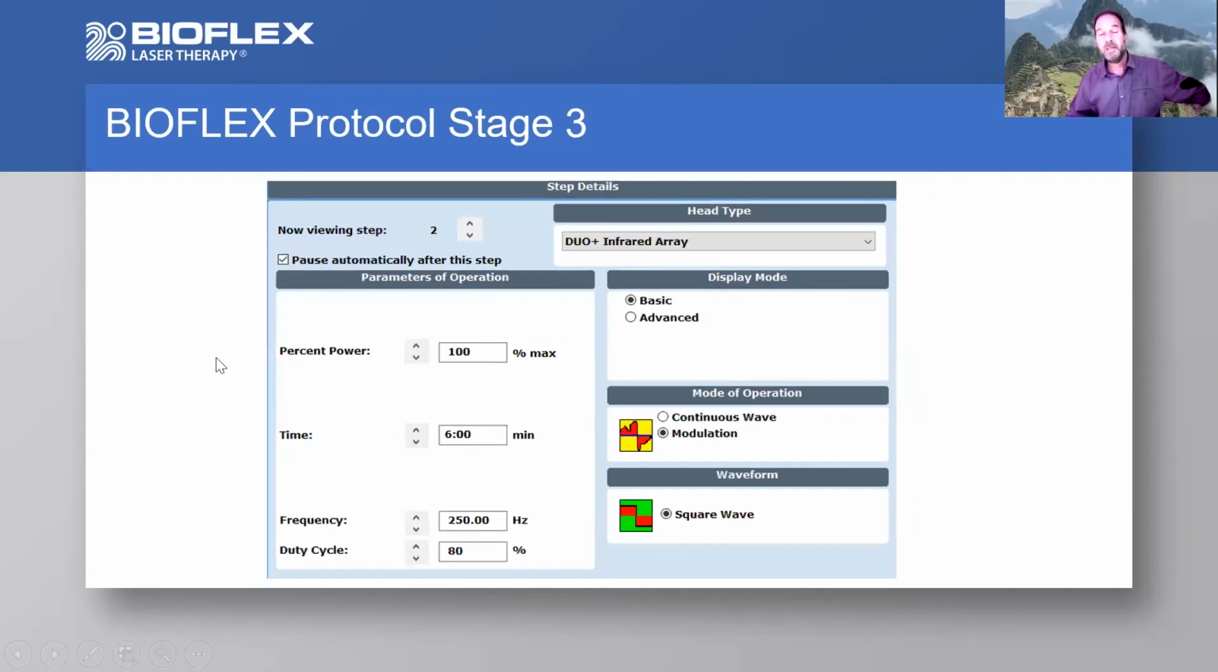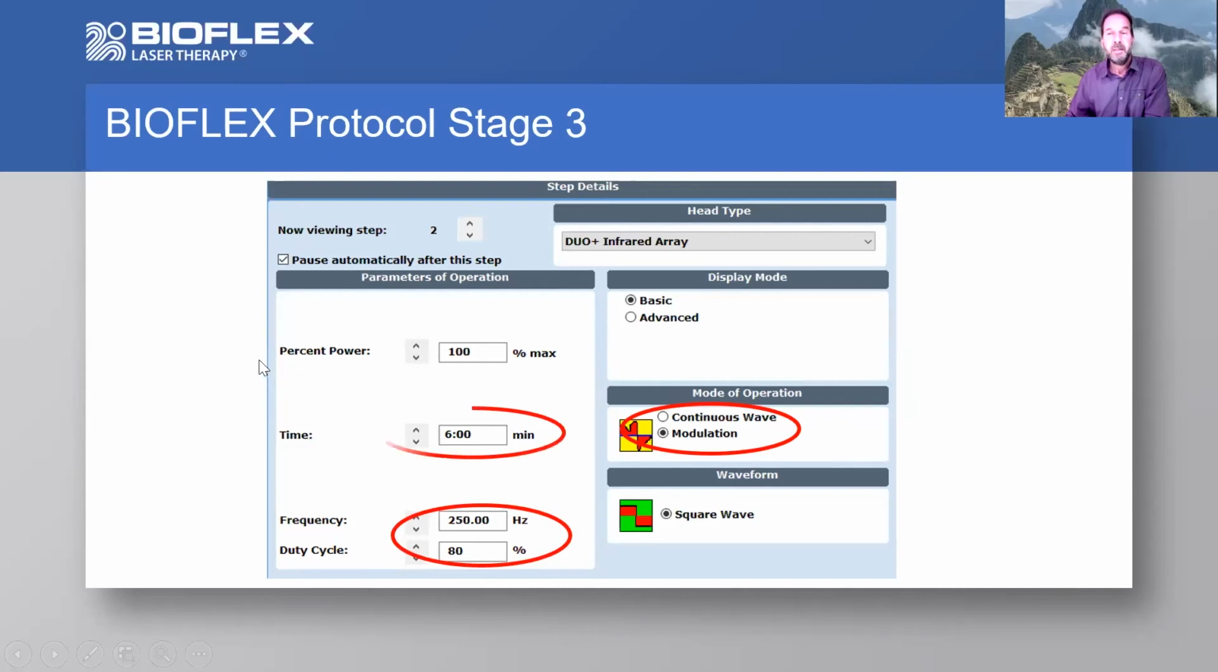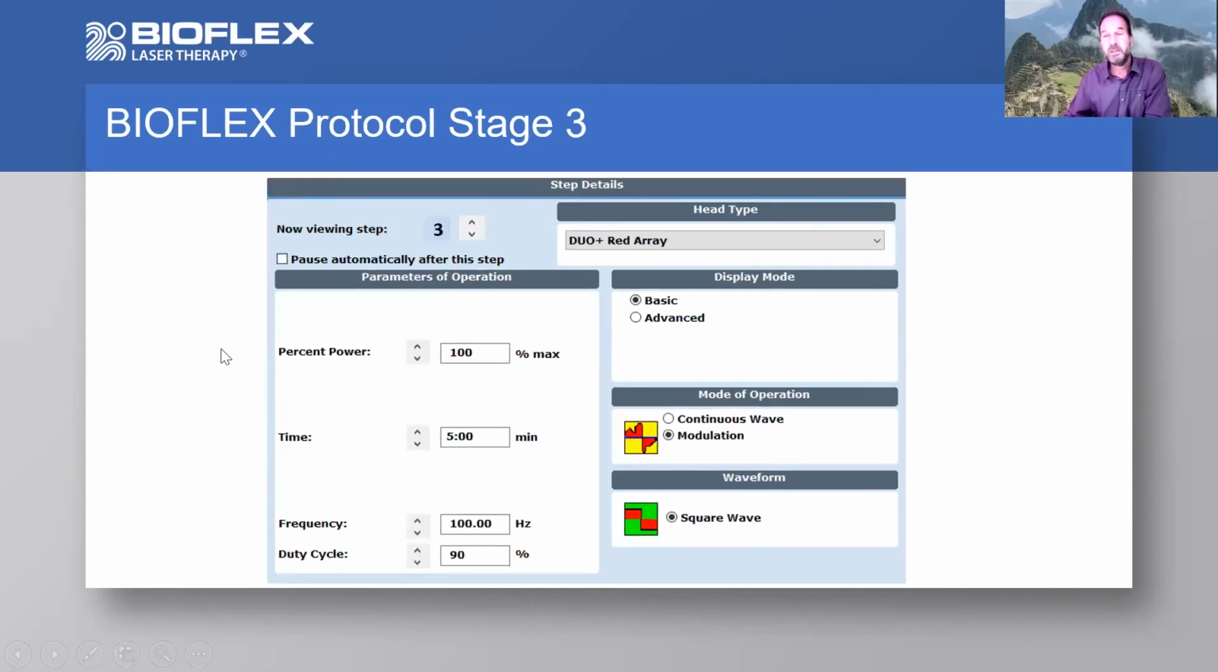Whereas the infrared, now we're at a much higher frequency level, 250, although we could go up to 10,000. But for this kind of condition, we tend to keep it a little bit lower at 250 and 80% duty cycle. So again, getting close to the highest amount of dosaging you can actually do with that infrared light. And then, this is for the sole of the foot. And then, of course, you're going to do the same thing for that heel and that calcaneal area.